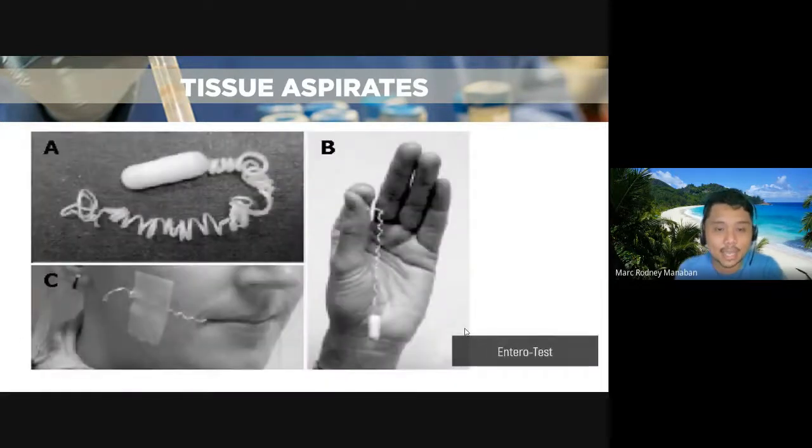So, here's an example of your string test. So, this is the gelatinous capsule swallowed by the patient, okay? And then, of course, the end of the string is attached to the face. So, it will be digested in the stomach, and then, of course, through peristalsis, it reaches the duodenum. Now, after 4 hours, it is retrieved, okay? And then, of course, only the yarn remains. The yarn should be yellow-green because that will indicate that it reached the duodenum, because in the duodenum, there's already bile, right? And bile will give the yarn a yellow-green color, okay? So that will give an indication that, okay, the yarn reached the duodenum and it's fit for examination. Because if it isn't yellow-green, then it could mean that it stayed in the stomach. So you need to repeat the procedure, okay? Or the sample will not be used for examination, okay? Because it did not reach the duodenum. Okay? All right. So that's for tissue aspirates.